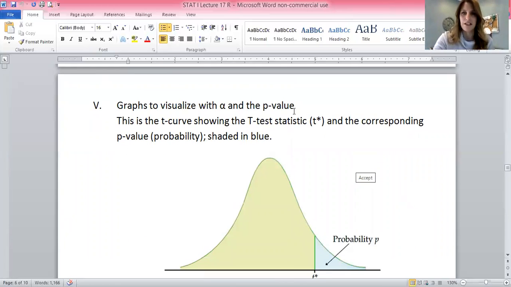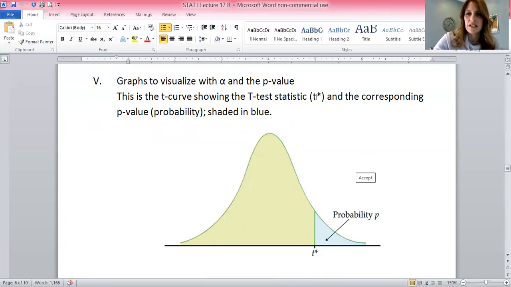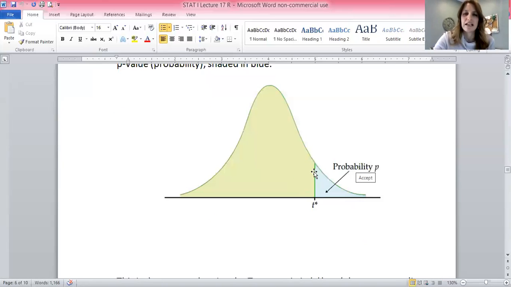Okay, so let's take a look now at some pictures with alpha and the p-value. Now that we know what a p-value is, my probability, right? Here I'm showing you a t-curve. The t-test statistic is shown here with a t and an asterisk. Right here's my curve, here's my p-value, my probability. It's like this light bluish green color.